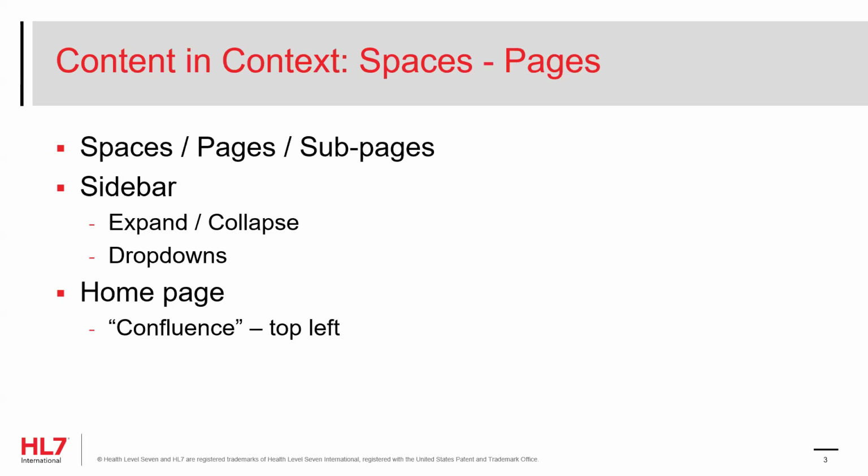So first off, content in context. It's important to know that the content of Confluence is first divided by spaces, then by pages, and then by further subpages. We can navigate through these using the sidebar, the expanding and collapsing, and some of the drop-downs. I'll show you what that looks like here.